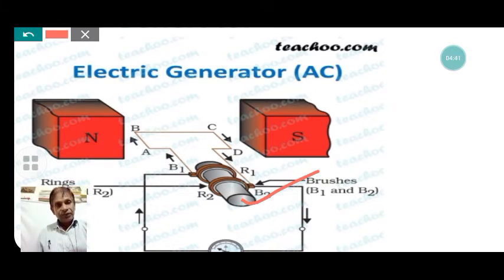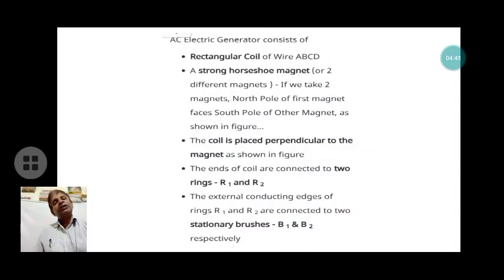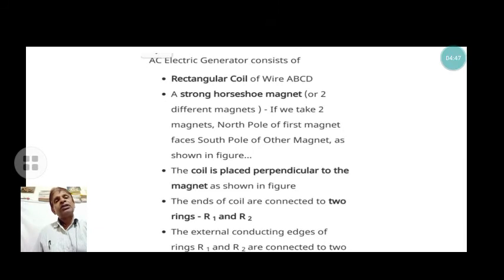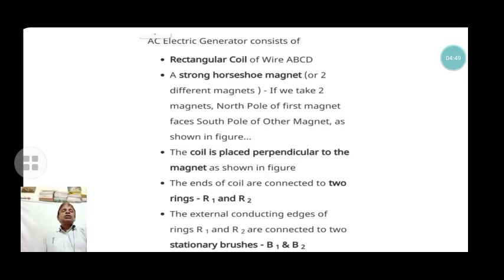Now it is illustrated systematically in the next slide, one by one. First we introduce the construction. The rectangular coil of wire ABCD that we discussed in the earlier video slide is shown in the figure.